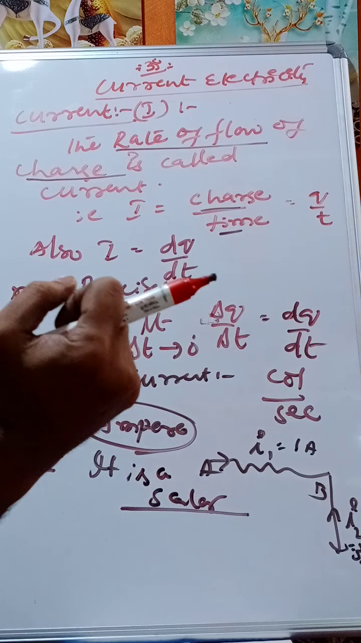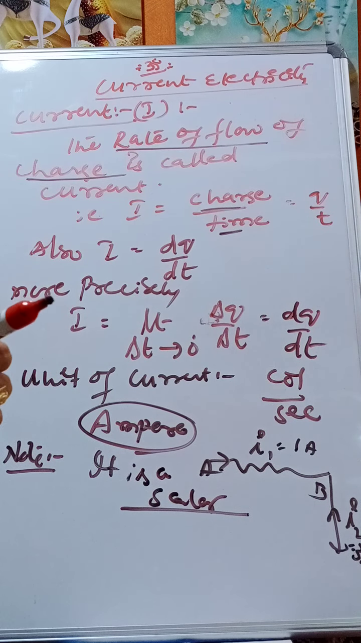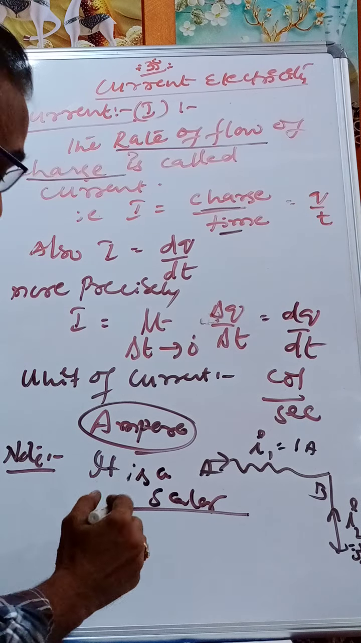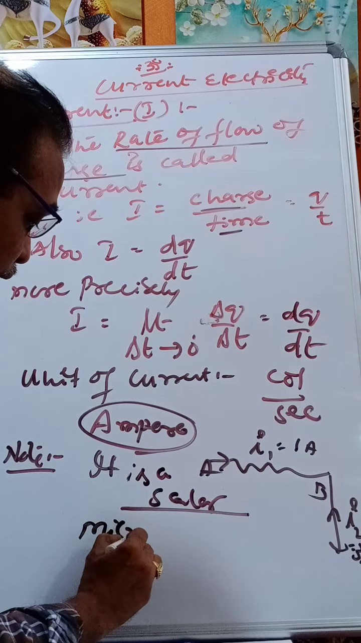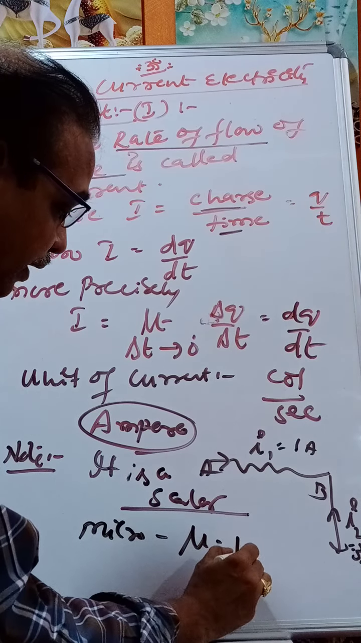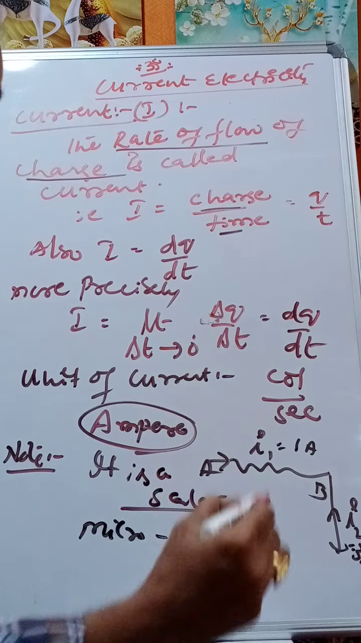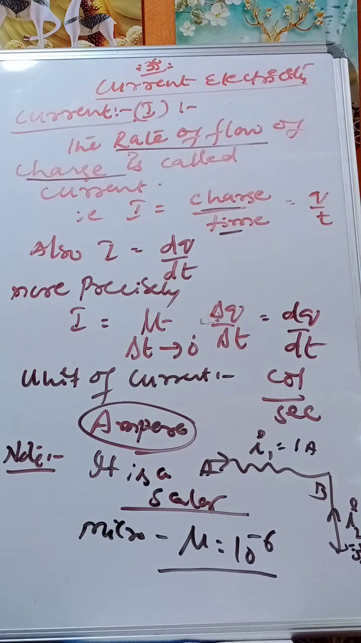Likewise, our body carries some current. It is of the order of microamperes. Micro means mu, that is equal to 10 power minus 6, so 10 power minus 6 amperes, microamperes.